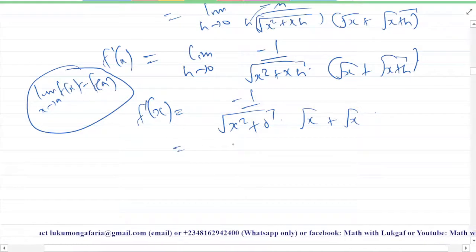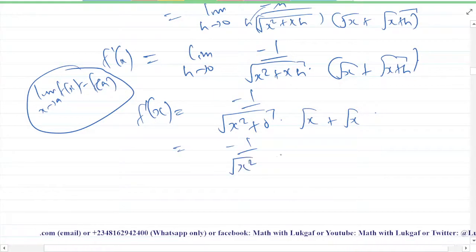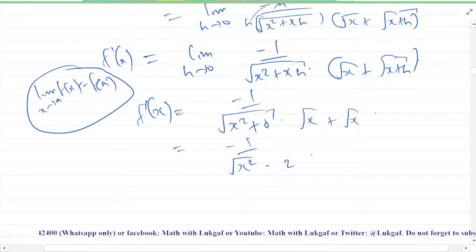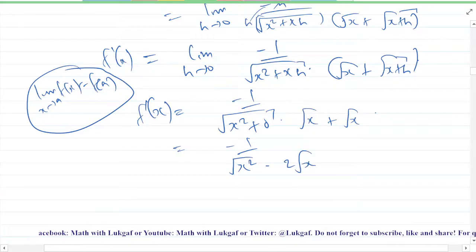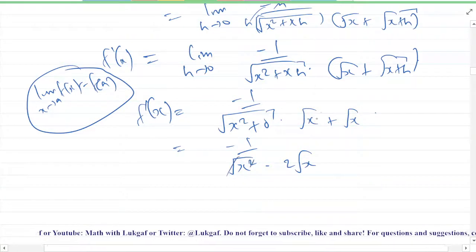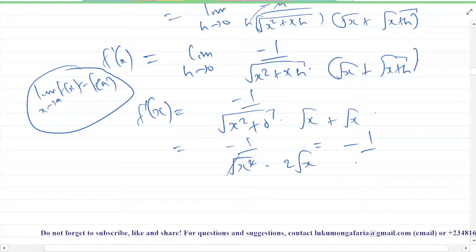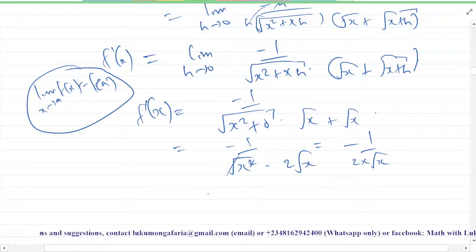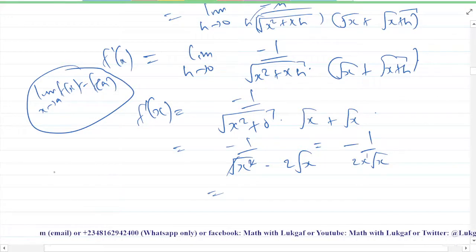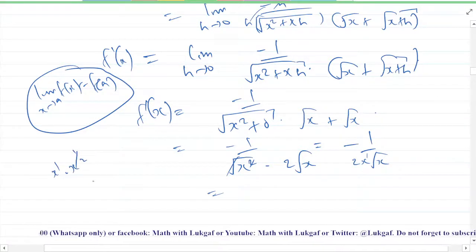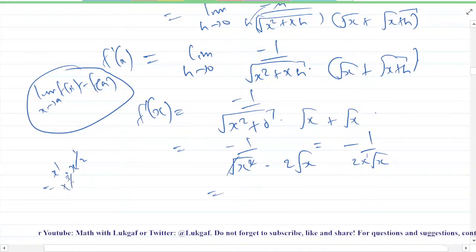You understand? So this will give me minus 1 divided by square root of x squared multiplied by 2 root x. You understand how it is 2 root x? It's just like you're having 1 pen plus 1 pen, that will give you 2 pens. Minus 1 divided by 2x root x. If you like, this is the same thing as x raised power 1, and this is the same thing as x raised power half. x raised power 1 multiplied by x raised power half will give you x raised power 3 divided by 2. You understand now? And x raised power 3 divided by 2 is the same thing as square root of x everything raised power 3.